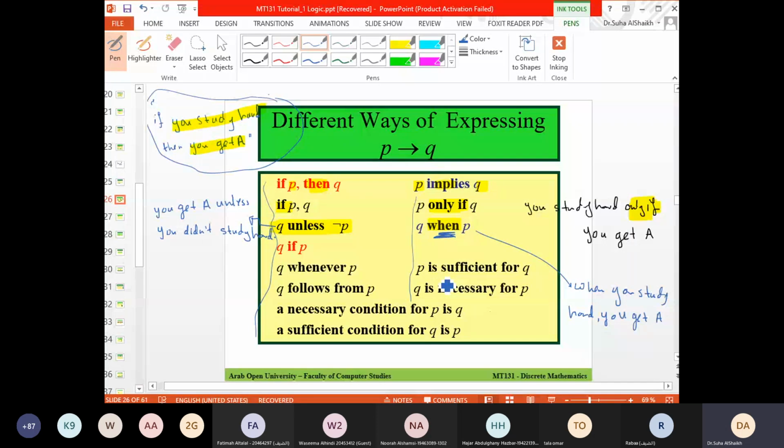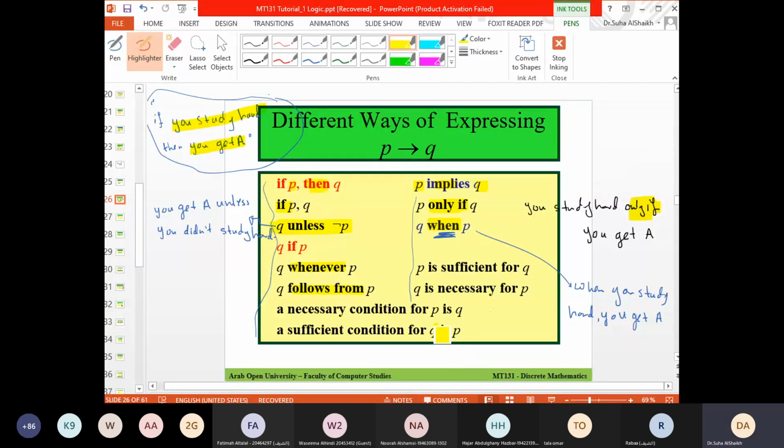ماشي؟ الحين ممكن نكتبها as in a Q whenever P. Q, you get an A, whenever you study hard. Q follows from P. You get an A follows from you study hard. A necessary condition for P is Q. يعني نقول إن a necessary condition for you study hard is that you get an A.